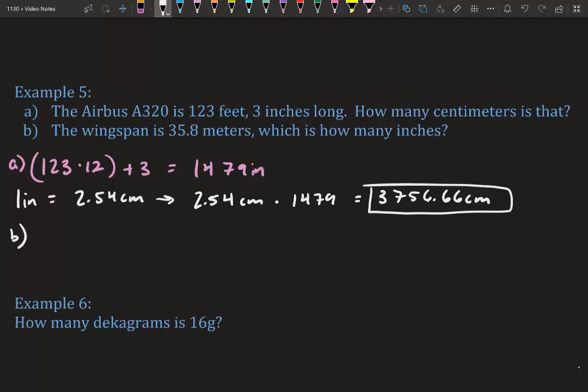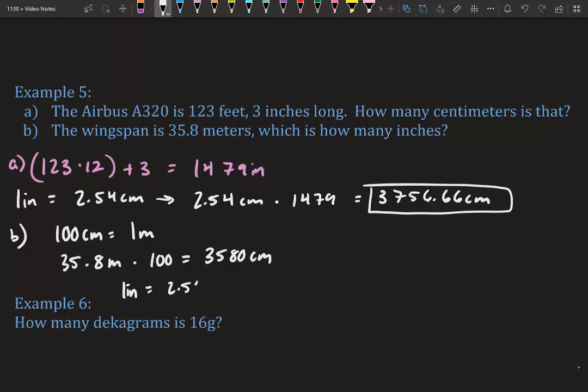The wingspan is 35.8 meters, which is how many inches? So we know 100 centimeters is 1 meter. I love the metric system. Everything's by tens and 100s and stuff like that. So if we have 35.8 meters, we need to get that into centimeters because we know the conversion between centimeters and inches. So we're going to multiply by 100 and we get 3,580 centimeters.